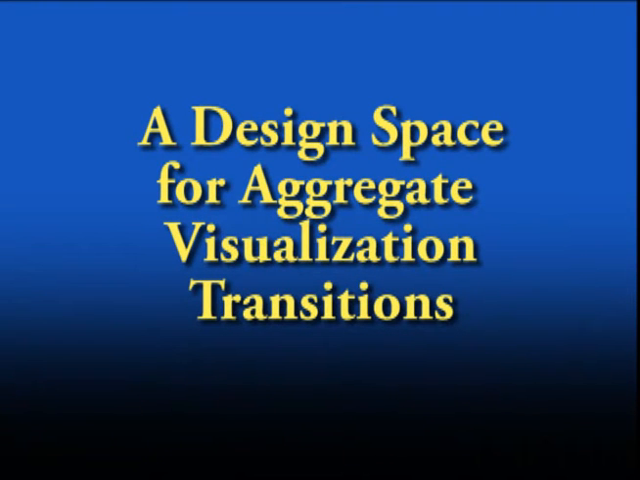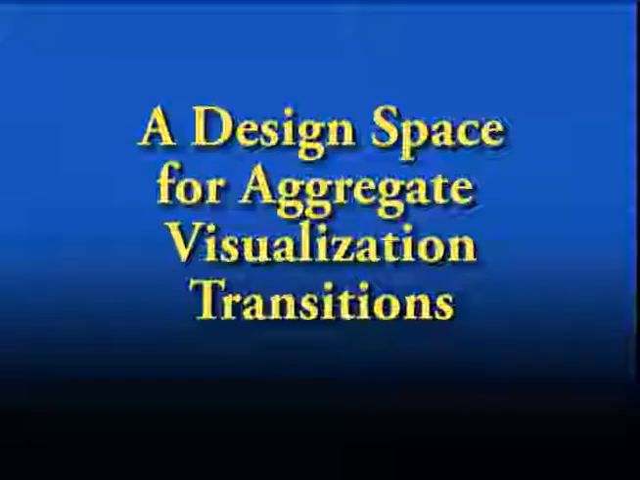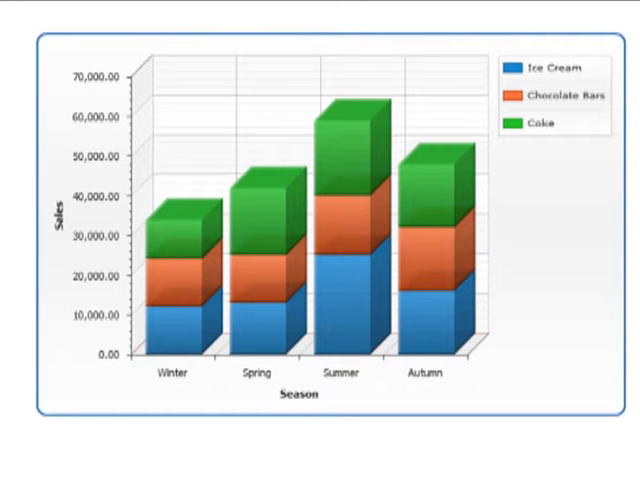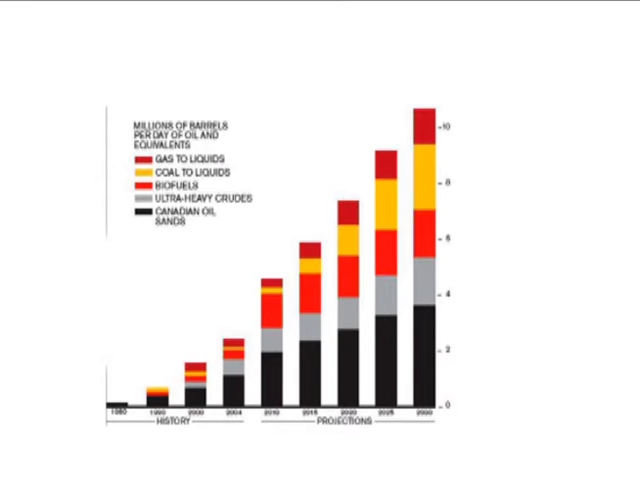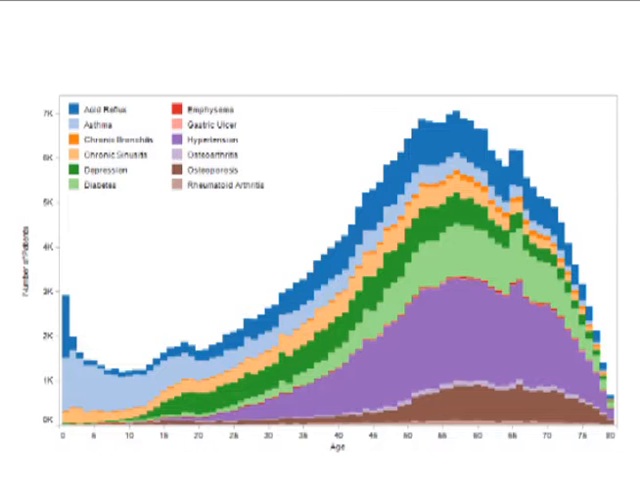Aggregate visualizations, stacked bars and line charts, are a common technique for helping users understand datasets as parts of a whole. Several typical examples include breakdowns of sales by season and type, barrels of oil per year, and patients broken down by disease and age.